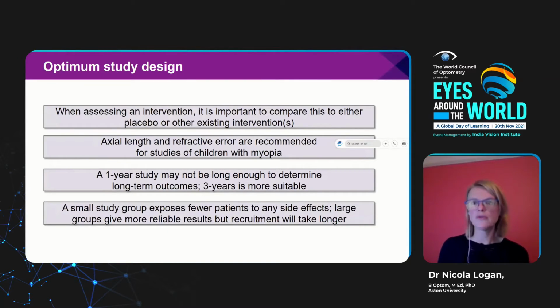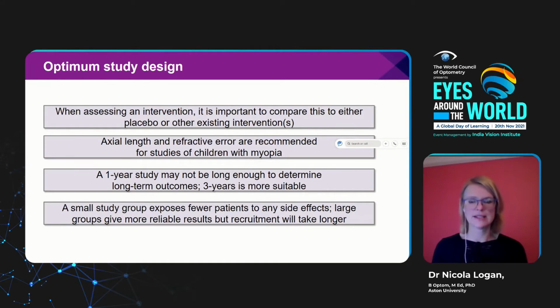So what are we looking for in an optimum study design? So just recap some of those points. If we're looking at a new intervention, I think it's really important that we compare that to a placebo or control group. And if it's not being compared to a control group, then to another existing intervention.